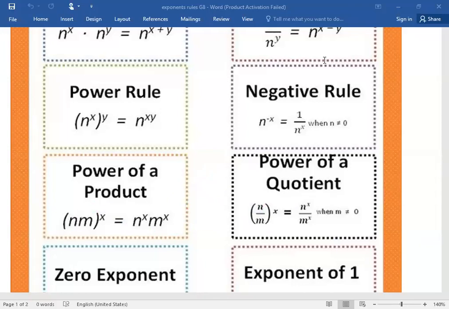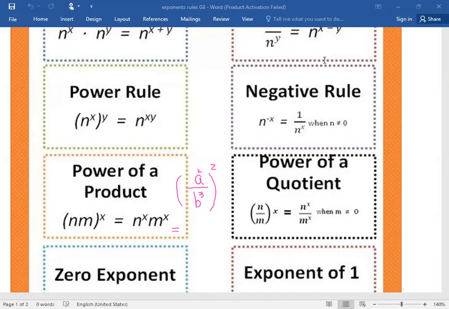When you have a to the power of 2 over b to the power of 3 all to the power of 2, who will give me the answer? Miss, can I say? A to the power of 2. Yes, yes, please. 2 multiply 2 and 2 multiply 3. Thank you so much. We will change the variable.